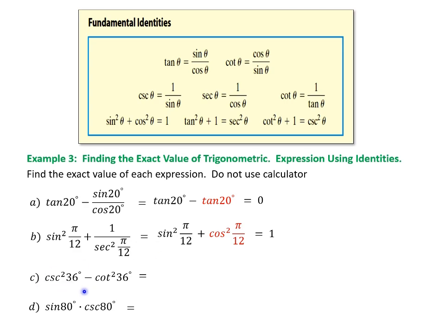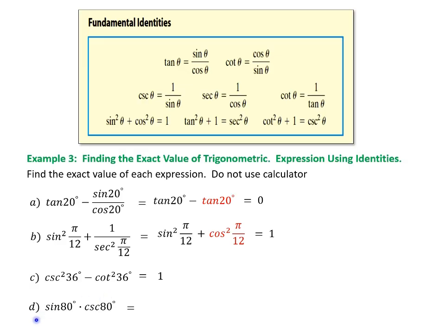For letter C, we have cosecant squared 36 degrees minus cotangent squared 36 degrees. As we can see here, this is squared, so we can look at the Pythagorean identities. They have a relationship of cosecant and cotangent, and that is in the last identity. But we need the expression which is cosecant squared minus cotangent squared. If you move this cotangent squared to the right side, it will give us minus cotangent squared, which is the same form as this letter C. So the answer is equal to 1.